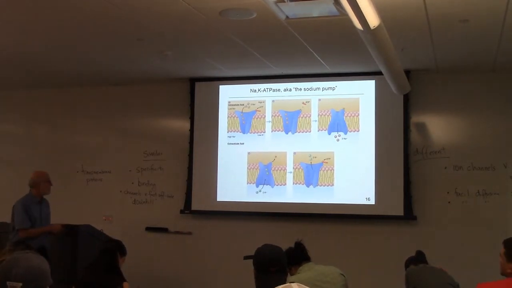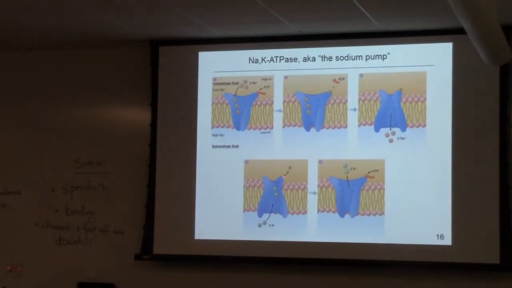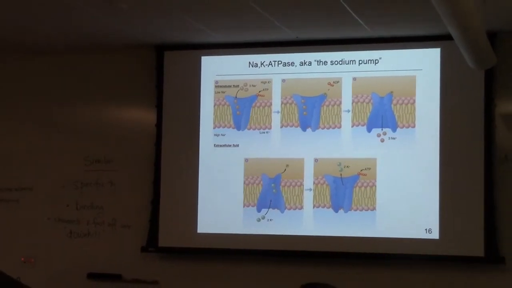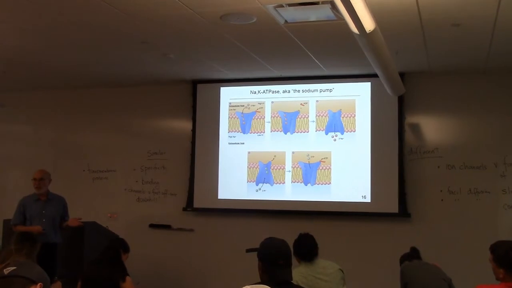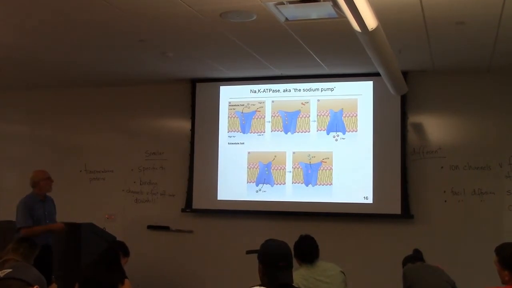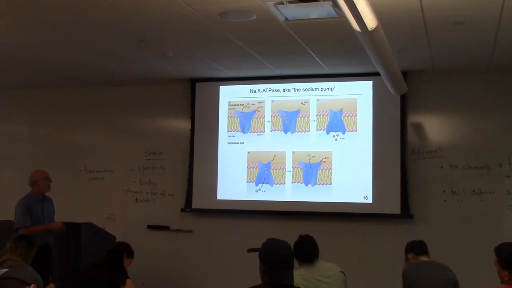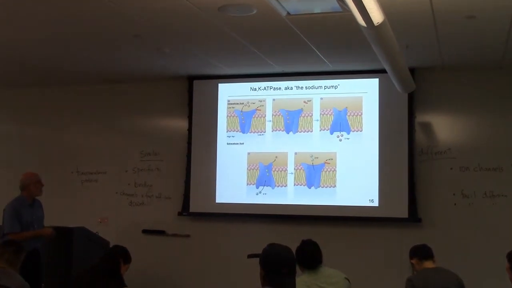So this step happens, then the phosphate dissociates from the pump, triggering a conformational change that lowers the affinity for potassium. Potassium unbinds, ATP binds, and that reconstructs the original binding sites. We'll go back to this one.